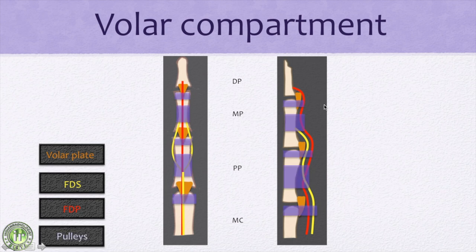And overlying these flexor tendons, you have the pulleys. Now pulleys are annular and cruciform pulleys, but the annular pulleys are more important and they are 5 in number, that is A1 to A5, of which the odd number pulleys are at the level of the joints, whereas the even number pulleys are at the level of the shafts of the bone.